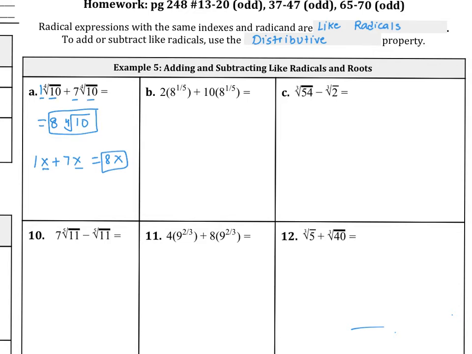For the next one, you're going to add the front numbers, which are 2 and 10. So 2 plus 10 is going to be 12, times 8 to the power 1 over 5, and that's your answer.